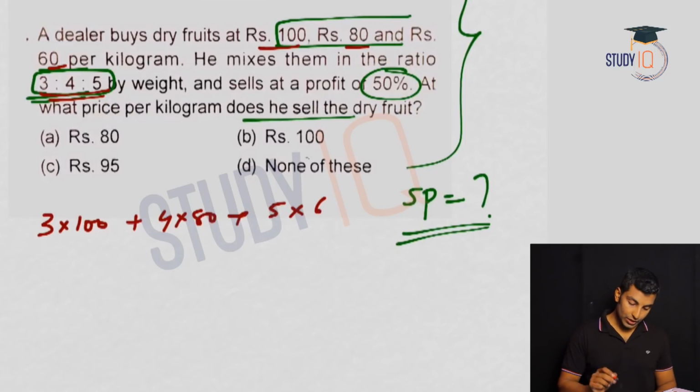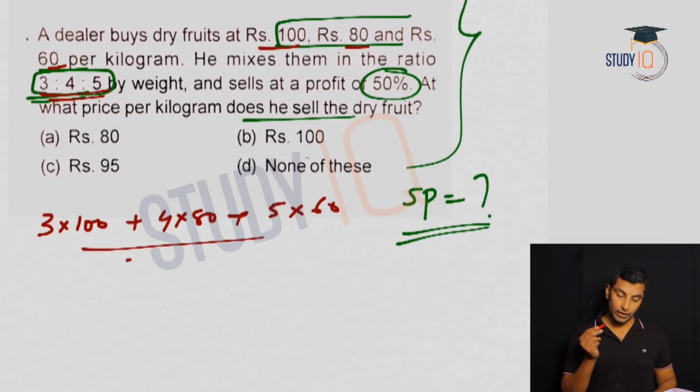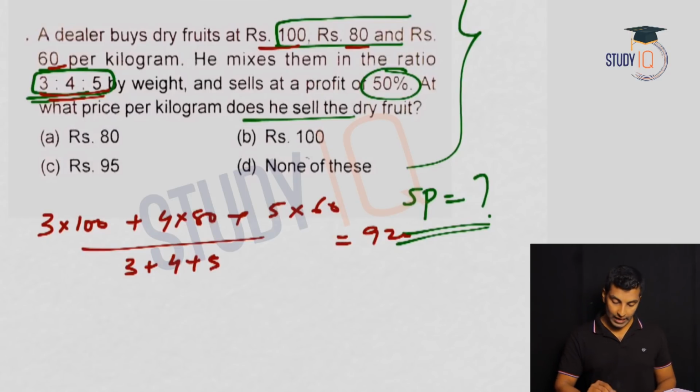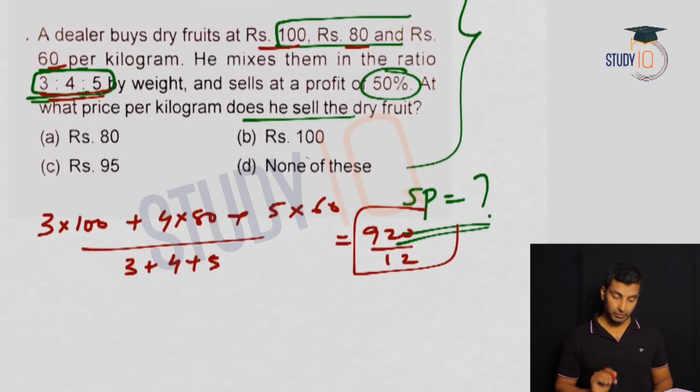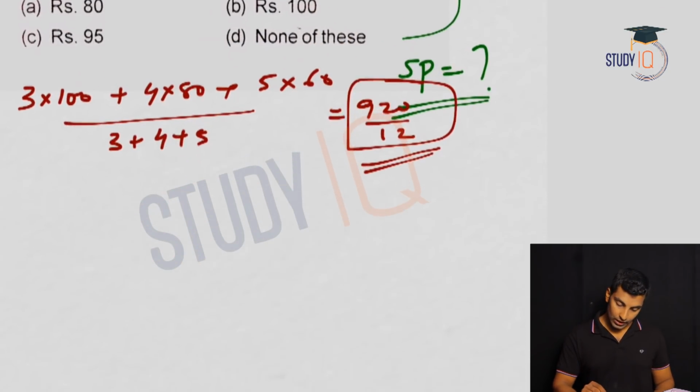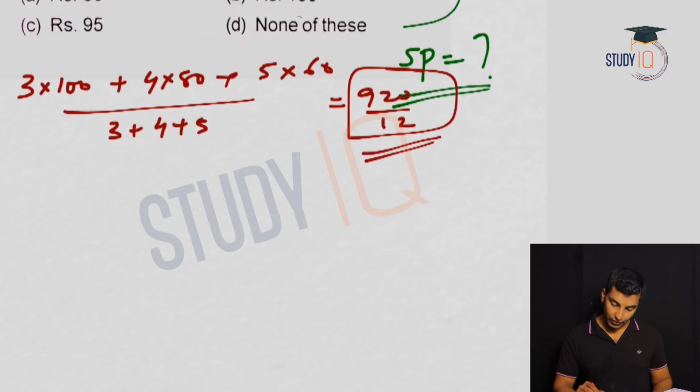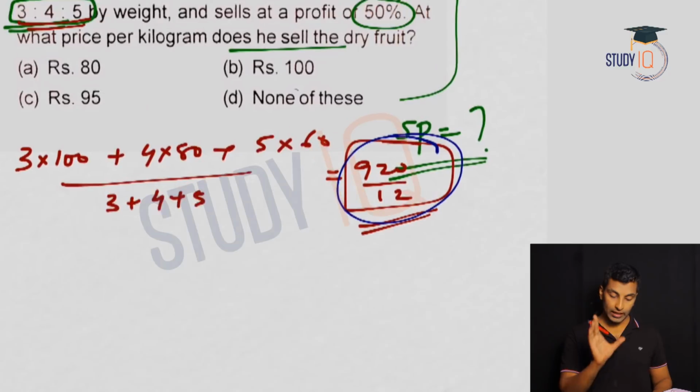Okay, so that's what we need to see. What you can do is assume that 3, 4, 5 is the ratio. So 3 kg, 4 kg, 5 kg of 100 rupees, 80 rupees and 60 rupees is mixed. So 3 kg of 100 rupee, then 4 kg of 80 rupee, then 5 kg of 60 rupees mixed. So let's see the actual cost price. The weighted average is what you need to take. So 3 plus 4 plus 5, this will give you 920 divided by 12. This is the cost price when you are mixing these dry fruits in this ratio.